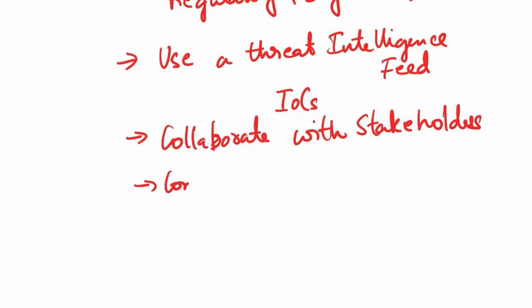Next is continuous monitoring. Continuously monitor the evolving threat landscape and adapt your incident prioritization criteria accordingly. Threat intelligence and trends can change, affecting incident prioritization.